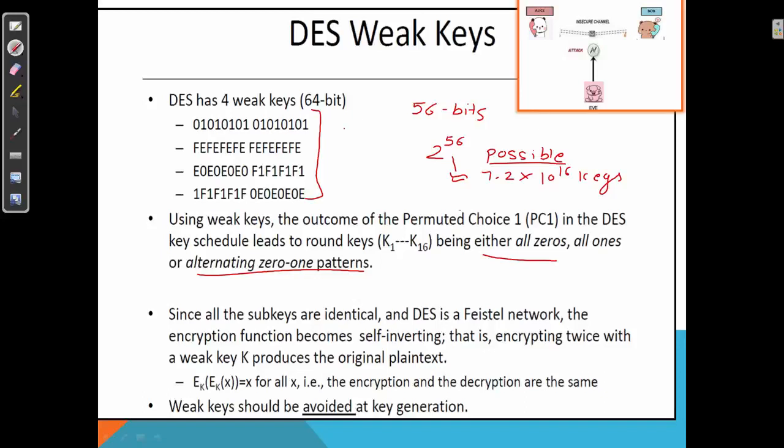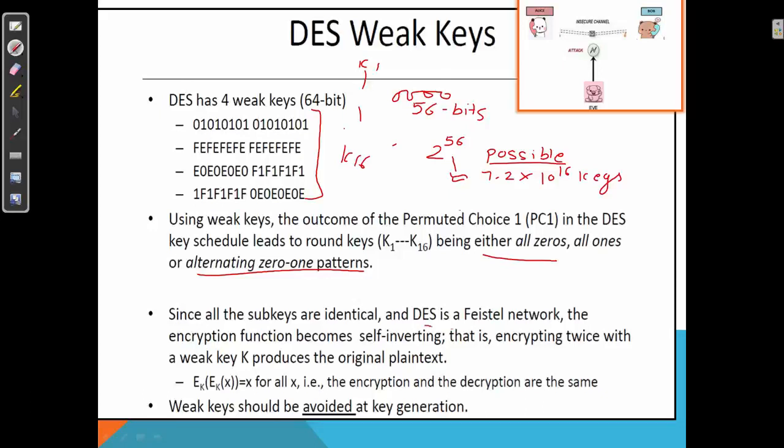Since all subkeys are identical, because if all subkeys are 0, it means all keys K1 to K16 are 0, or they all are 1, it means all keys are identical. In case of the alternating pattern of 0 1 also, the keys will be identical.